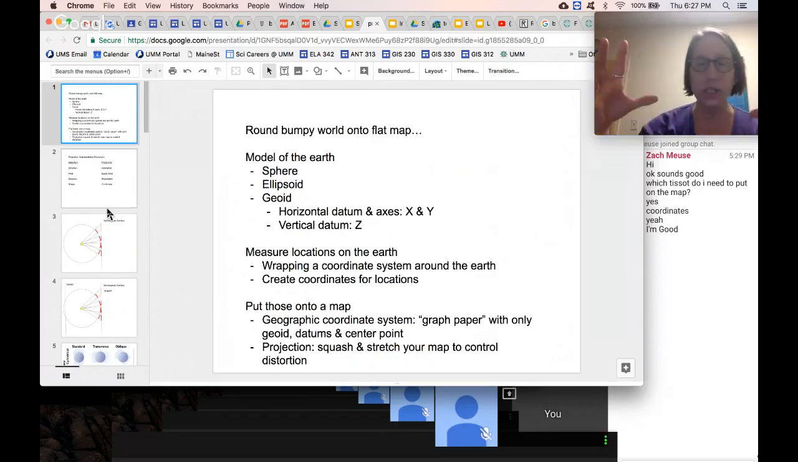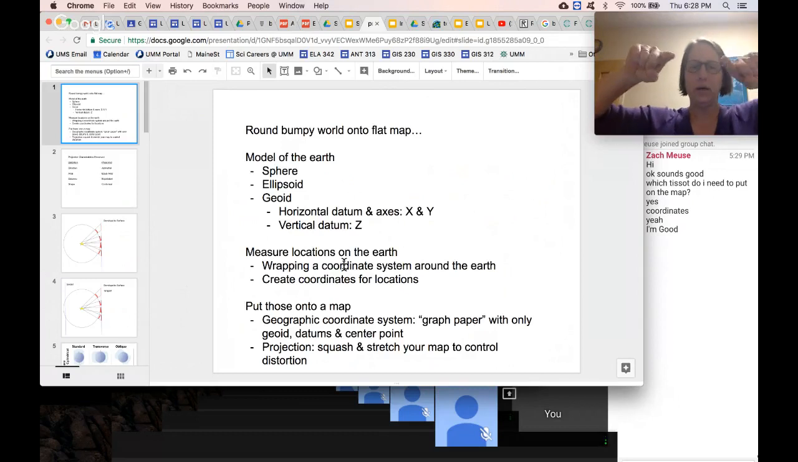Okay, so we've got our geoid, we've got a horizontal datum, we've got a vertical datum, and we've got a coordinate system, and we wrapped our coordinate system around the Earth, and we worked out a way to locate things on the Earth. So the next step is that we've got to put those points onto a map.